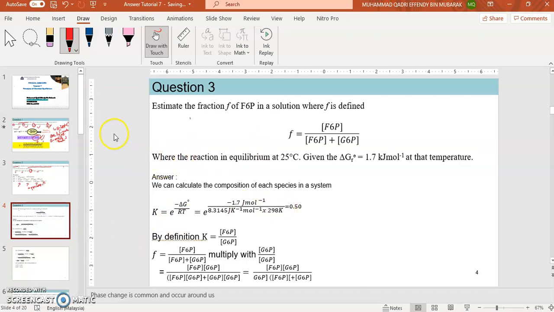question 3. Question 3 asks us to estimate the fraction F of F6P, fructose 6-phosphate, in a solution, where the fraction F is defined as fructose 6-phosphate over fructose 6-phosphate plus G6P, glucose 6-phosphate. So in the solution, you can imagine that we have a mixture where we have G6P, and this G6P turns to F6P. That's why in the solution we will have a mixture of G6P and F6P.